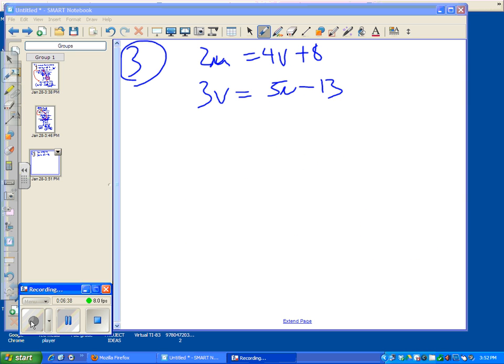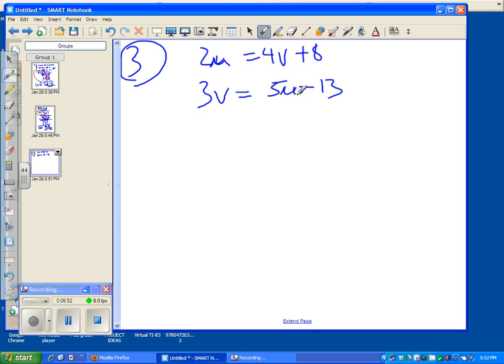Okay, this is the final and most difficult of these. Notice that in this case the numbers and the letters are on the same side, but we haven't made the numbers completely isolated. Actually, they're not on the same side. We need to make them all on the same side. So first thing, let me work on this one.